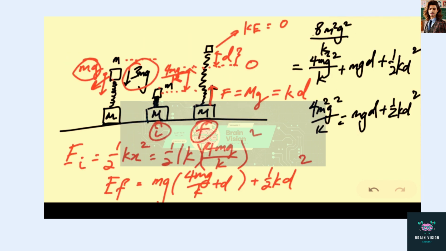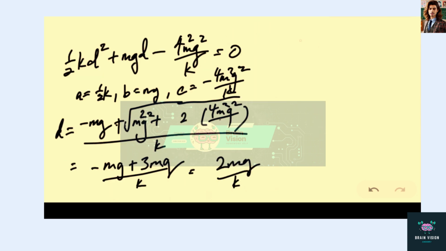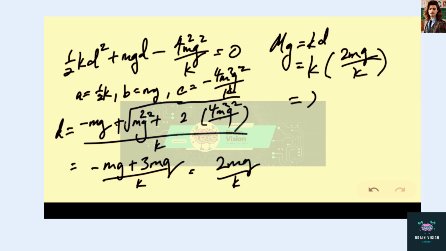Now we can substitute this into our initial equation given over here. We want our big Mg equals kd. So this is k times 2 mg over k, which equals 2 mg, and therefore our maximum M can only be 2m.